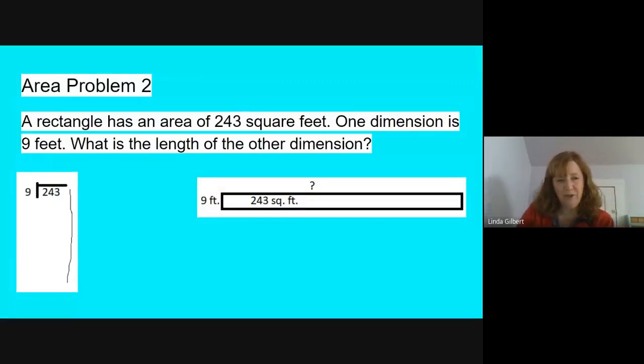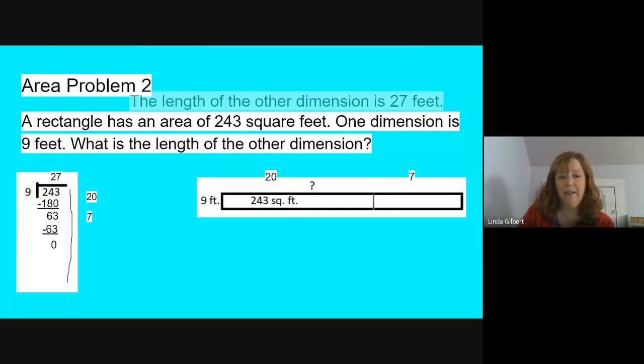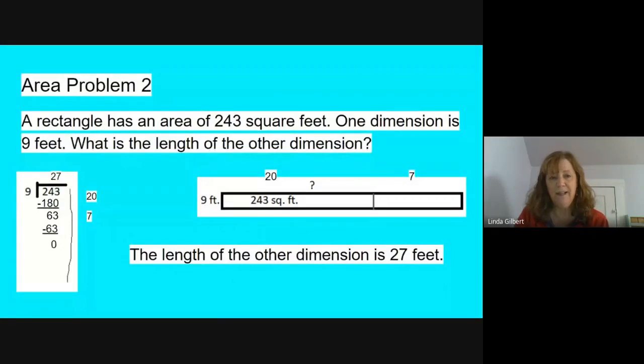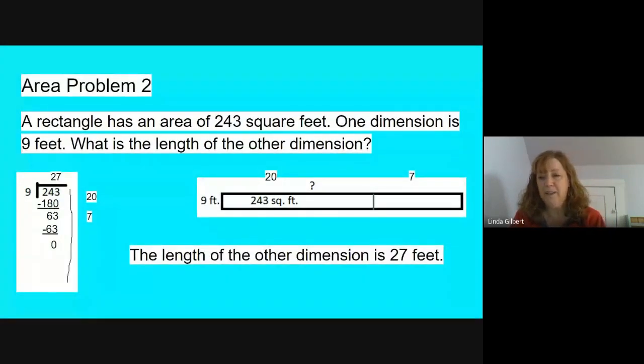243 divided by 9 would solve this problem. And I know 9 times 20 is 180, which would be most of that rectangle. In fact, if I subtract it, I only have 63 squares left in that second part of the rectangle. And I know 9 times 7 is 63. So that top dimension of the rectangle would be 20 plus 7, 27. The length of the other dimension is 27 feet.